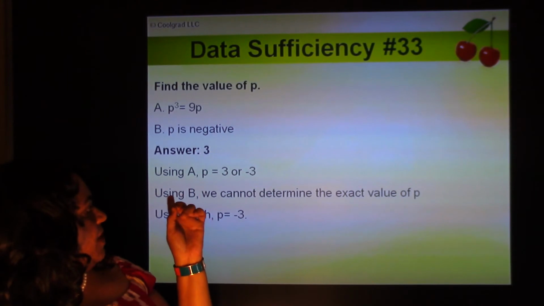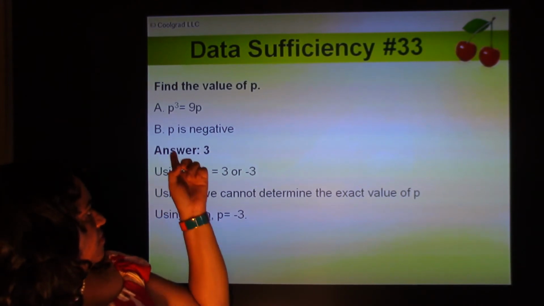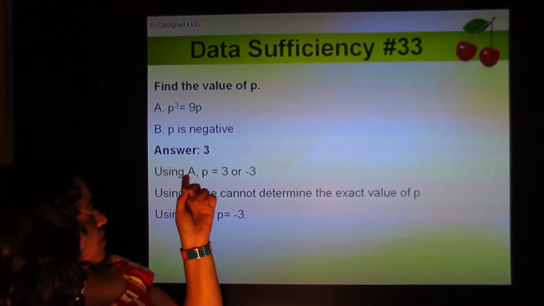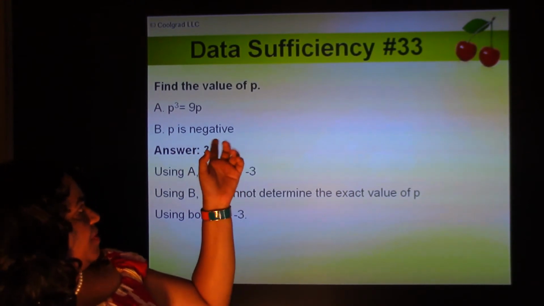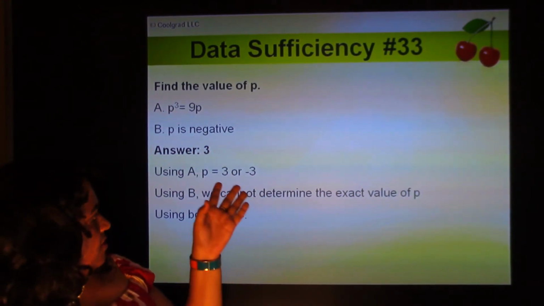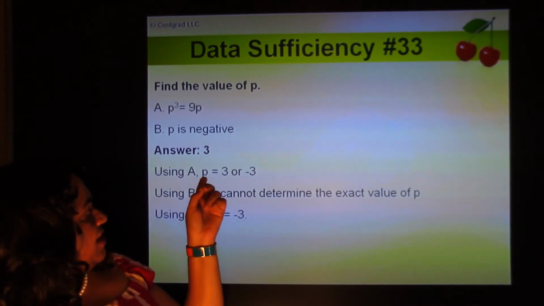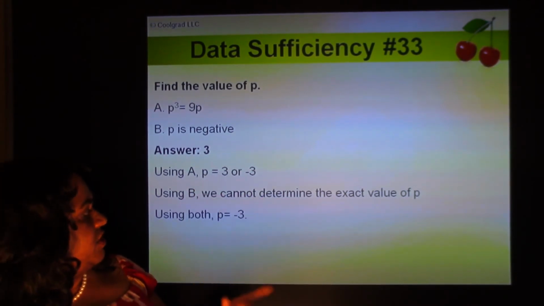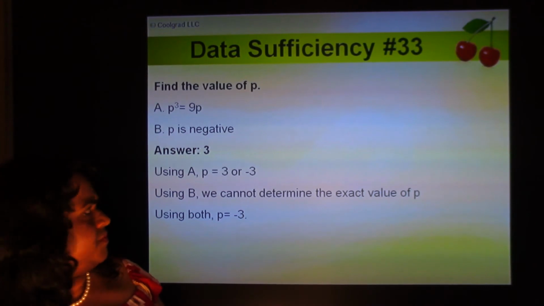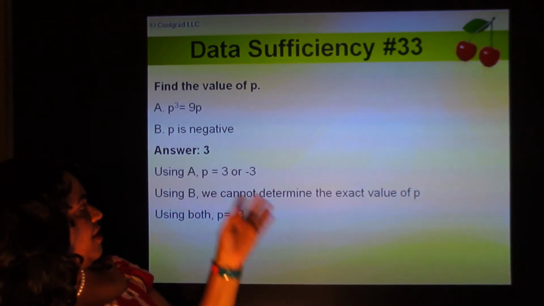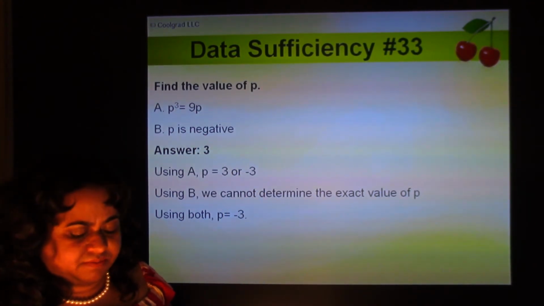And using statement B, P is negative. So B alone doesn't mean anything. Using both together, it's negative and it can take the value 3 or minus 3. So it can only take P equal to minus 3. So using both together, we solve the problem. So we pick option 3.